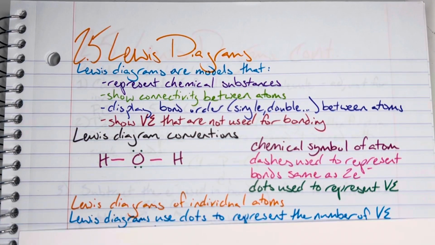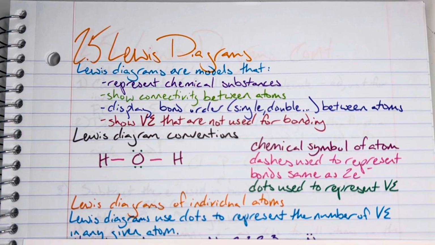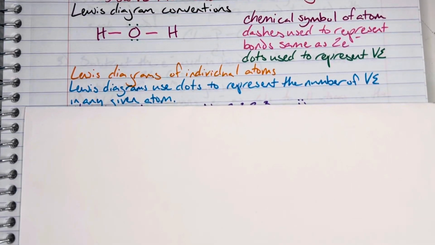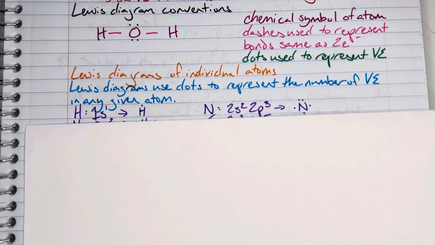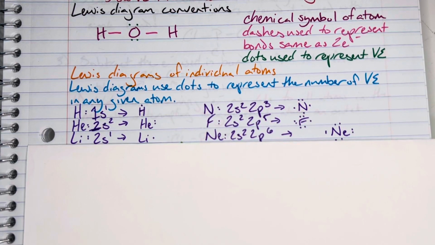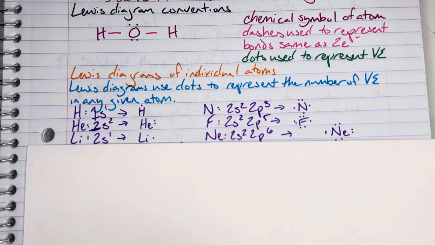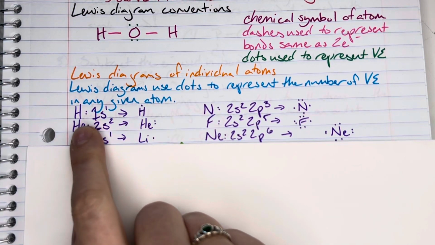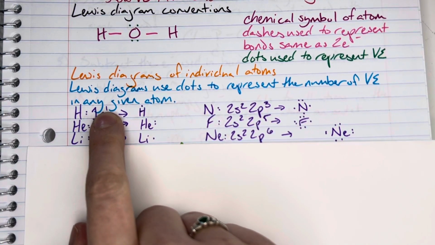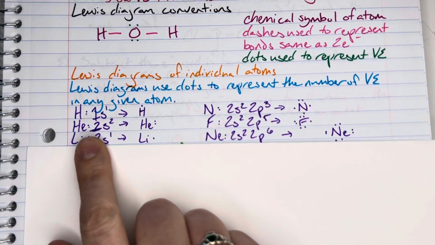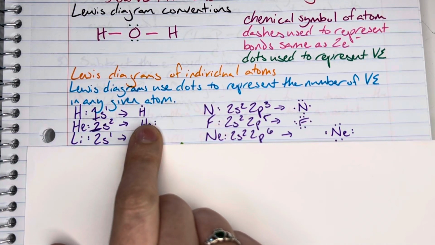Lewis diagrams for individual atoms. For Lewis diagrams, we utilize dots to represent the number of valence electrons for any given atom. And so we would look at the electron configuration to determine the number of valence electrons. It's just going to be the highest energy level, and then you're going to just add up the superscripts to figure out how many dots you need. So for hydrogen, my electron configuration is 1s1, and so we just have 1 superscript, so 1 dot. For helium, it's 1s2, so 2 dots.